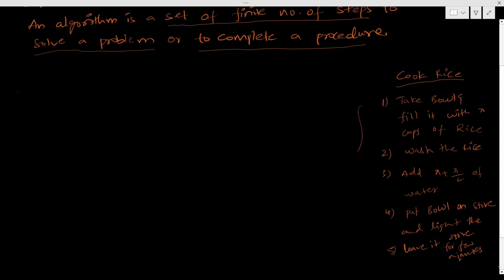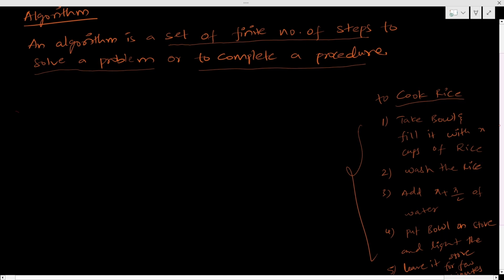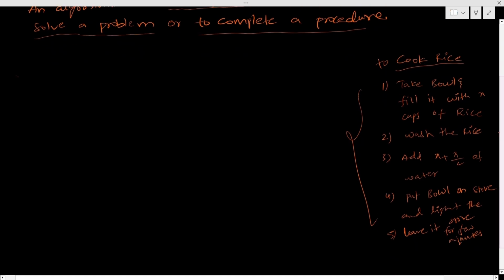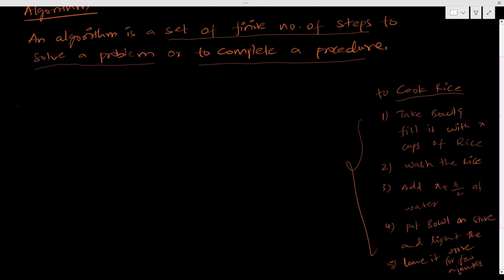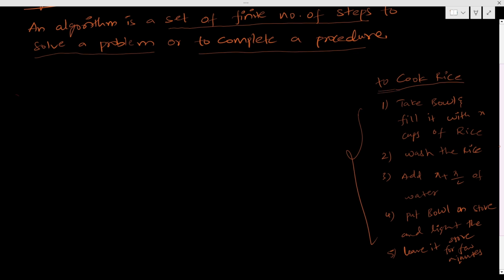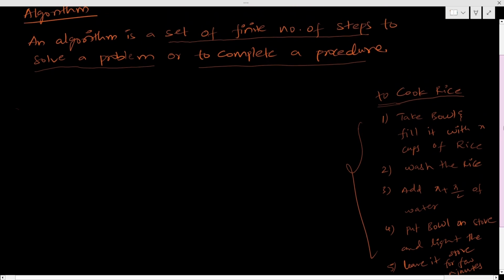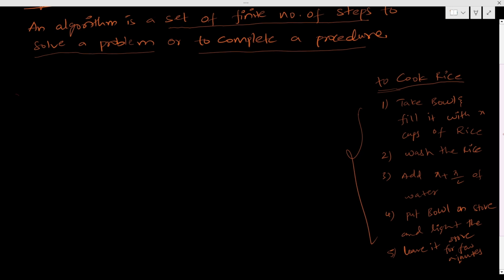Now, this is an algorithm. This is an algorithm for what? To cook food. As per the definition we have covered, it is a set of finite number of steps. Here we have some finite number of steps to solve a problem or to complete a procedure. Since cooking rice is a procedure, to complete it we follow some set of steps. This is what an algorithm is: a set of finite number of steps to solve a problem or to complete a procedure.